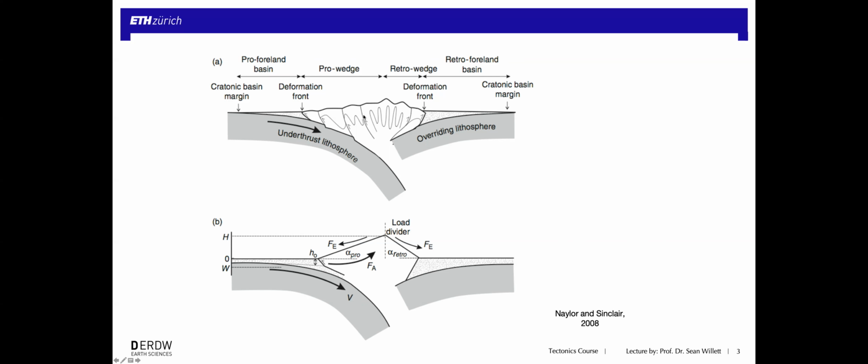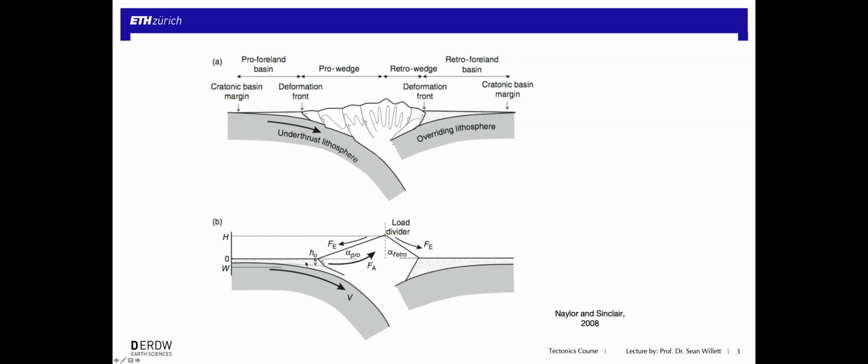But it also has some implications for things like the foreland basins. So in a doubly-vergent system like this, we have foreland basins on each side. This is still a load. It's still going to flex down the lithosphere, both plates of the lithosphere, and it's going to create a foreland basin on this side, which you might refer to as the retro foreland basin, and also on this side, which is the pro foreland basin.